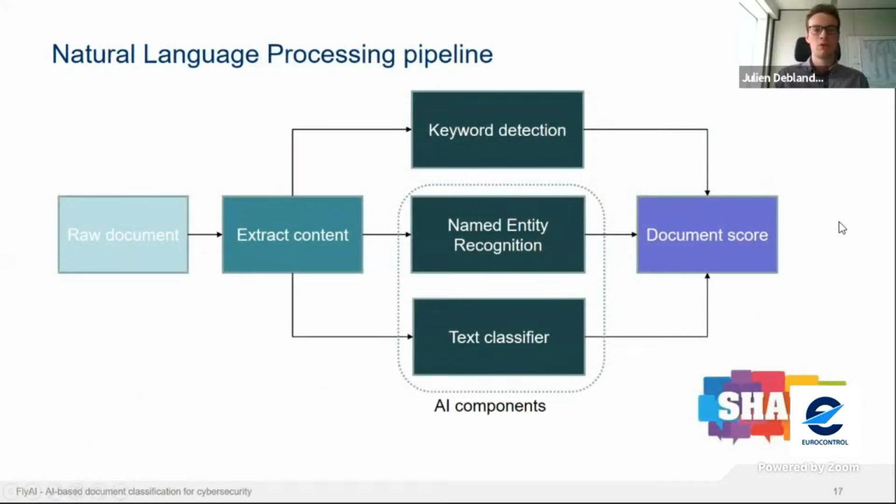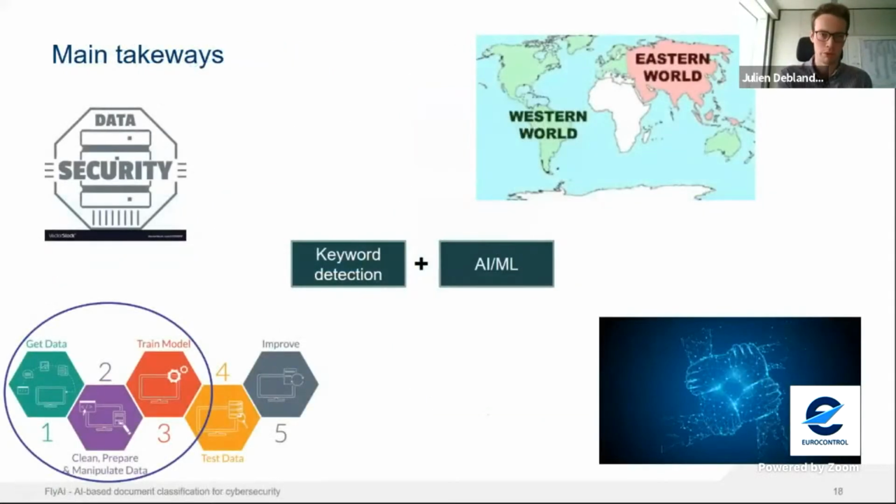Finally, you have this global solution. When you provide your raw document, we extract the content from it and then pass the content through three different boxes. The first one is the keyword detection, which is useful when you don't have any context around your main keyword. The second ones are AI components: the first is the named entity recognition system, and the second is the text classifier. These three components give you a global score, a confidence level, for your document being relevant to aviation or not. And with that, I leave the floor to Patrick.